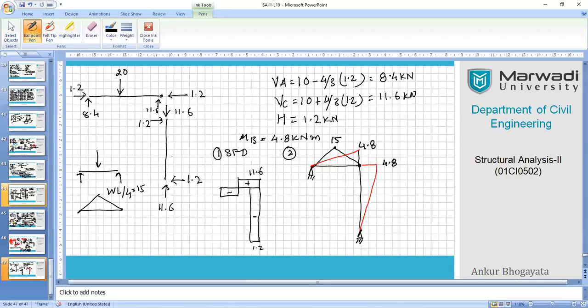If you wish, you can go for the axial load diagram also. Here you can see that this member is subjected to an axial force of 1.2 kilonewton, and this member is subjected to an axial force of 11.4. So there is a possibility of a third type of diagram, which otherwise is usually not present in beam analysis, but in frame analysis you can definitely create it, which is otherwise very simple.